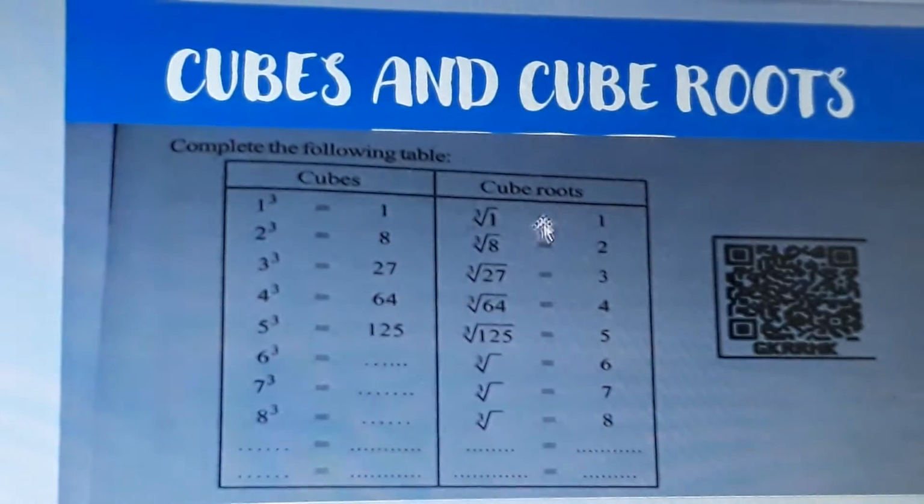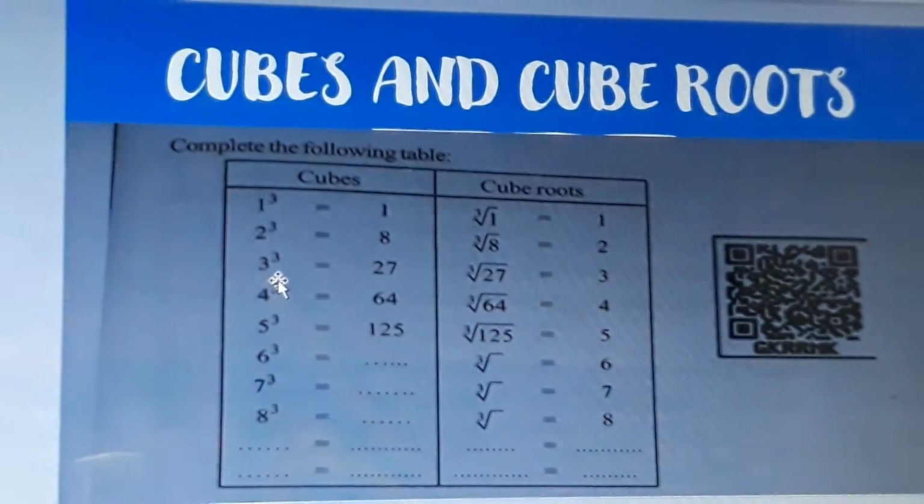Cubes, cube roots. 1 cube is equal to 1, that is 1 into 1 into 1. 2 cube is equal to 8. You know this table. 3 cube is equal to 27. 4 cube is equal to 64. 5 cube is equal to 5 into 5 into 5, that is equal to 125.